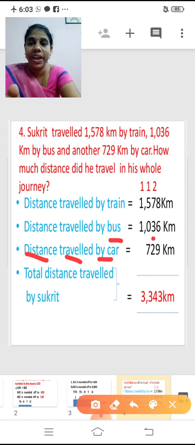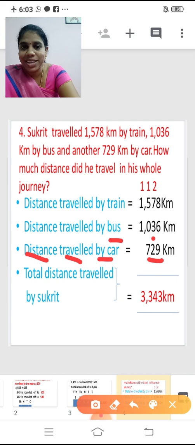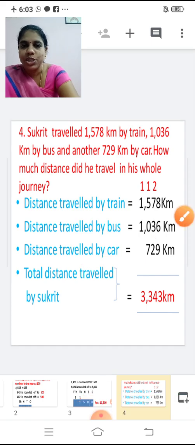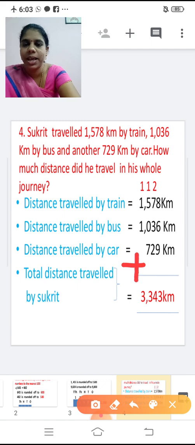Then he took a car, right? So distance traveled by car, 729 kilometer. Just see the place and write. So don't write 7 in the thousands place. That will go wrong. So now total distance traveled by Sukrit. What do you mean by total? So you're going to add all these three numbers, right?